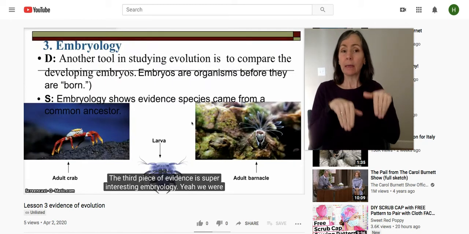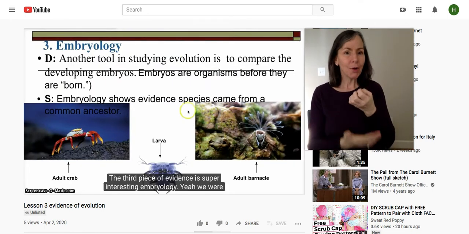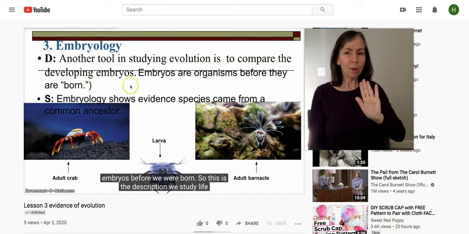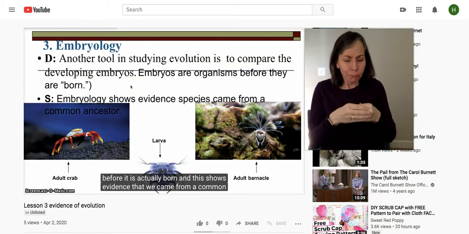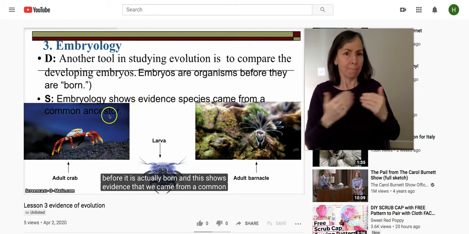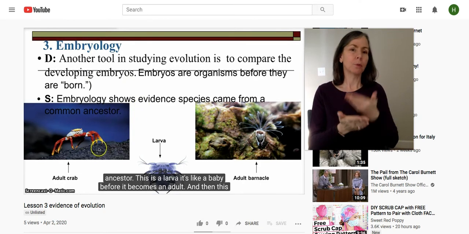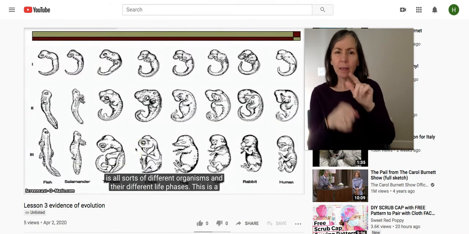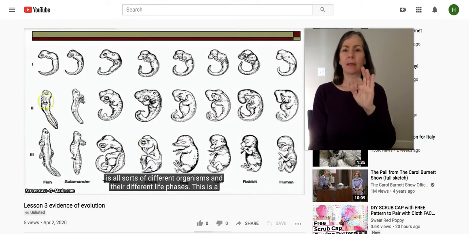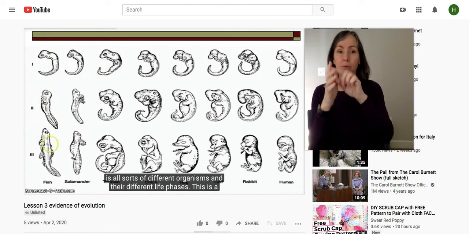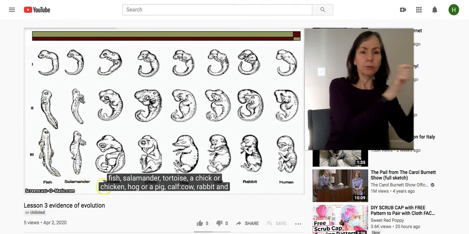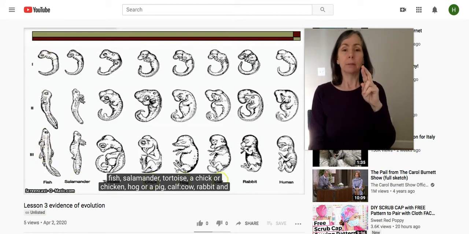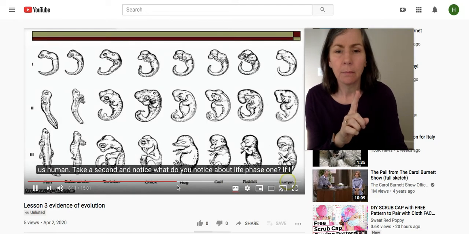The third piece of evidence is super interesting, embryology. We were embryos before we were born. So this is the description. We study life before it is actually born. It shows evidence that we came from a common ancestor. This is a larva, which is like a baby before it becomes an adult. And then this is all sorts of different organisms in their different life phases. This is a fish, salamander, tortoise, a chick or chicken, hog or a pig, calf, cow, rabbit, and us, human.